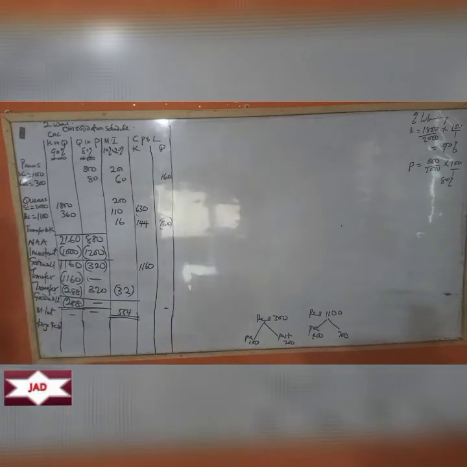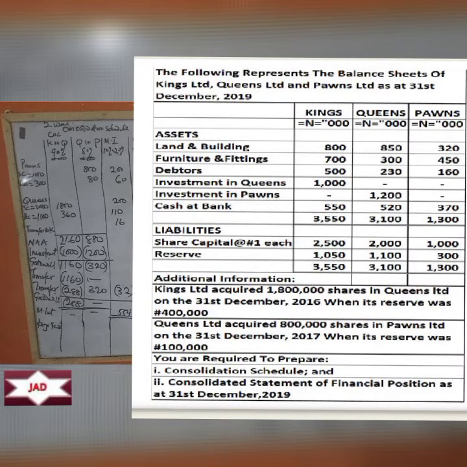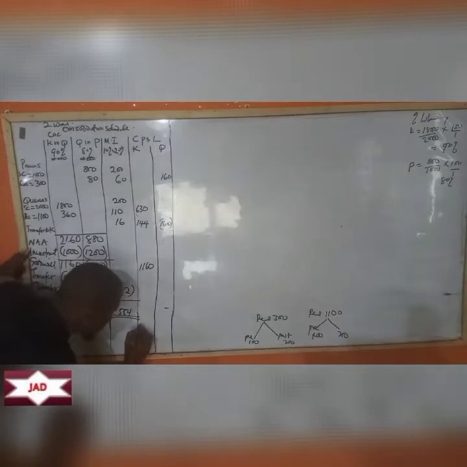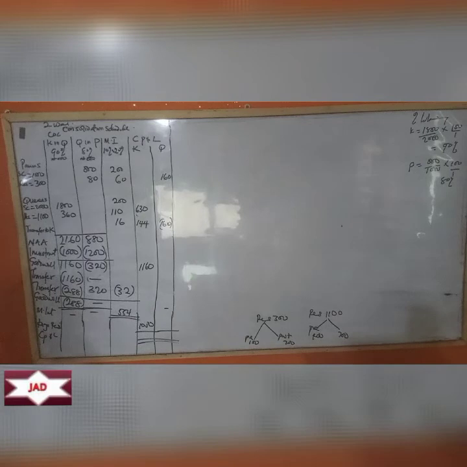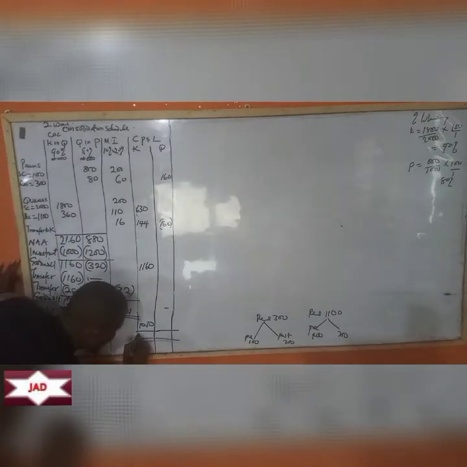King's reserve. What's King's reserve according to the question? 1050. So we'll bring here 1050. So we'll say this is CP&L. So we have 630 plus 144 plus 1160 plus 1050. 2984. We have 2984.